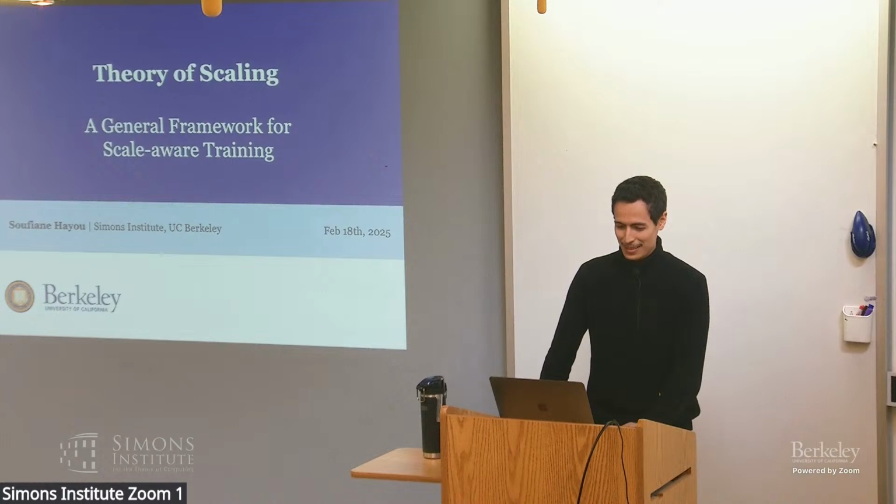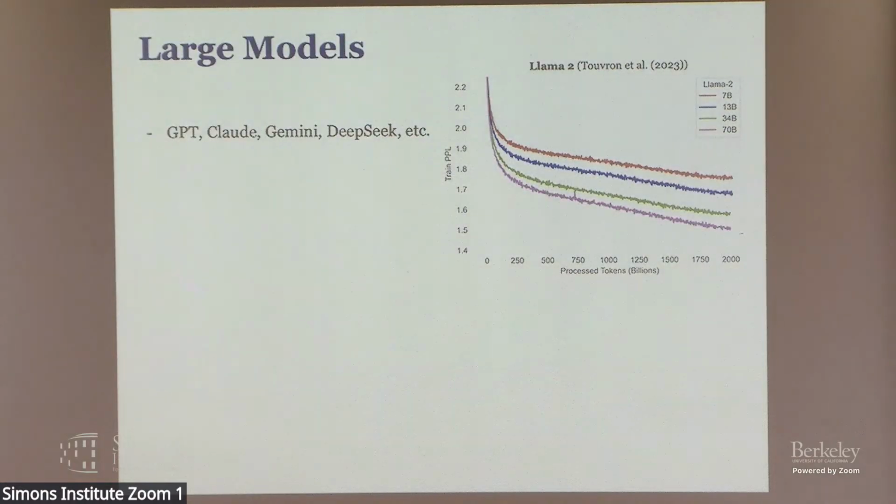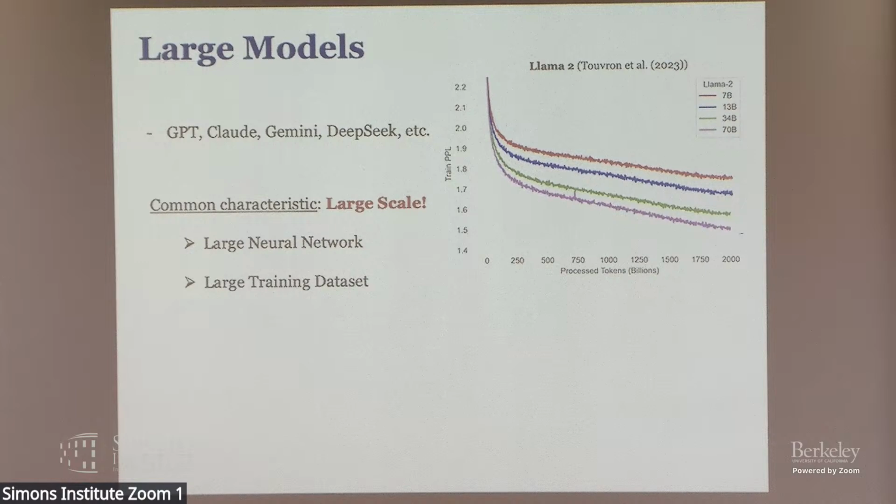Thank you. As Kei-Feng mentioned, today I'm going to talk about an attempt to have a general framework for scale-aware training, or what I call a theory of scaling. If we look at state-of-the-art language or vision models like GPT, Claude, Gemini, more recently DeepSeek, they all share this common characteristic: they're large scale. By large scale, I mean there is a large neural network behind these models, with hundreds of billions of parameters. And this neural network was trained on a large training corpus, which could be trillions of tokens.